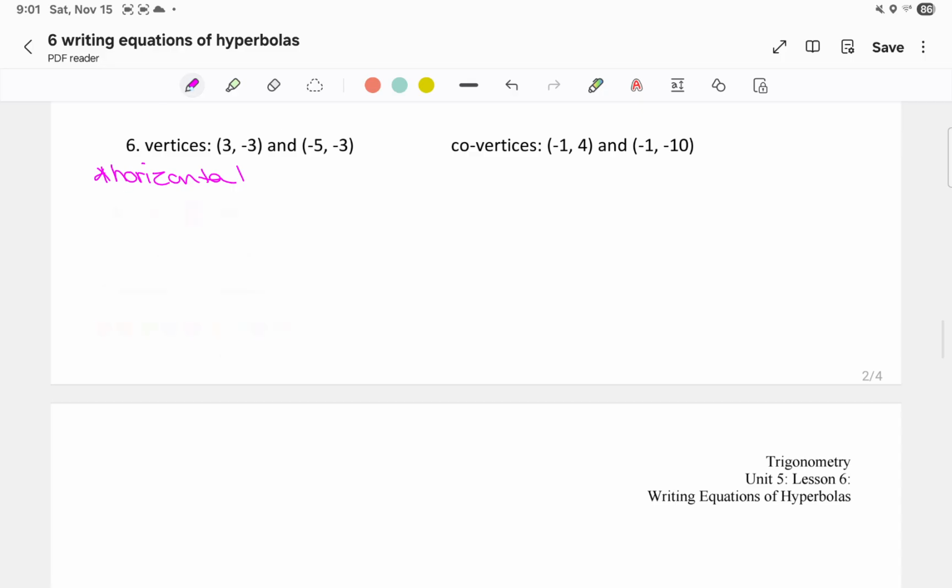And so for our center, we will have 3 minus 5 over 2 and negative 3 minus 3 over 2. And so that will give us negative 2 over 2, which is negative 1, and then negative 3.